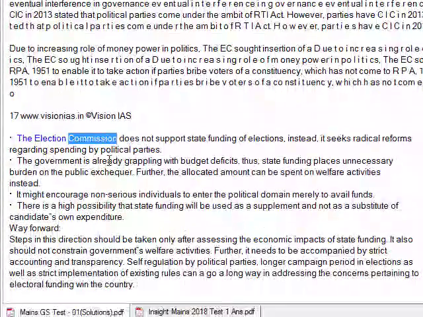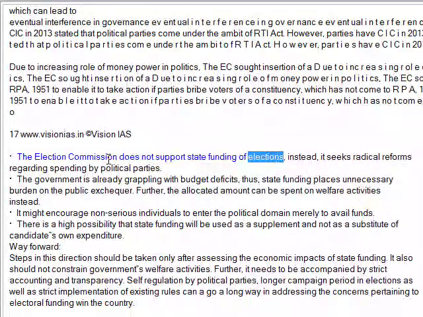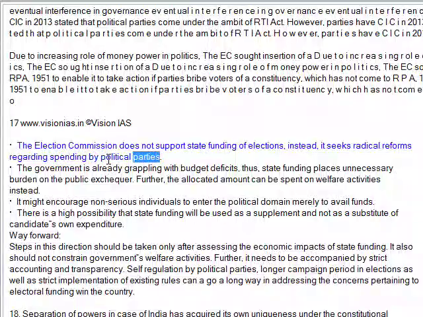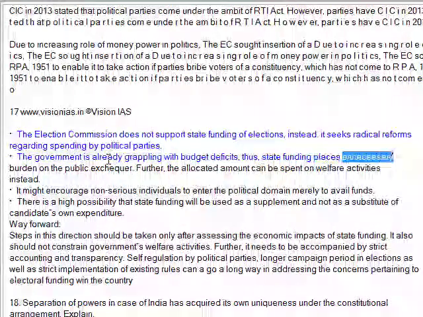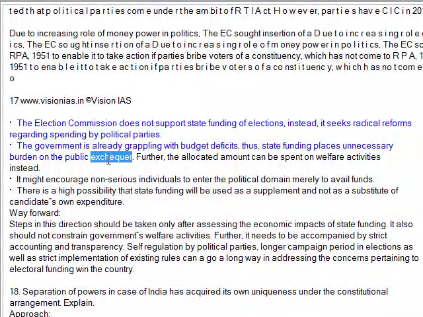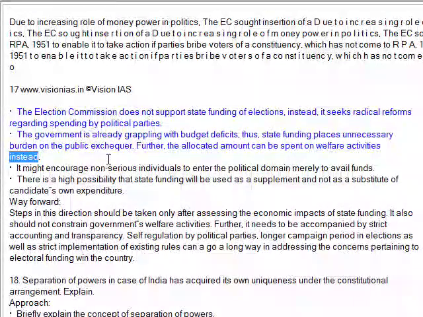The Election Commission does not support state funding of elections. Instead, it seeks radical reforms regarding spending by political parties. The government is already grappling with budget deficits. Thus, state funding places unnecessary burden on the public exchequer. Further, the allocated amount can be spent on welfare activities instead.